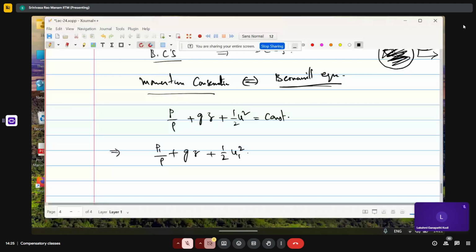So if you write P1 minus P2 divided by rho, that is Ps minus P infinity divided by rho equal to half of U squared minus 4U squared sin squared theta.